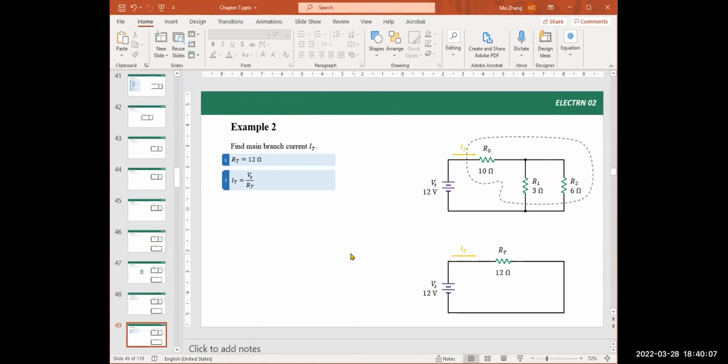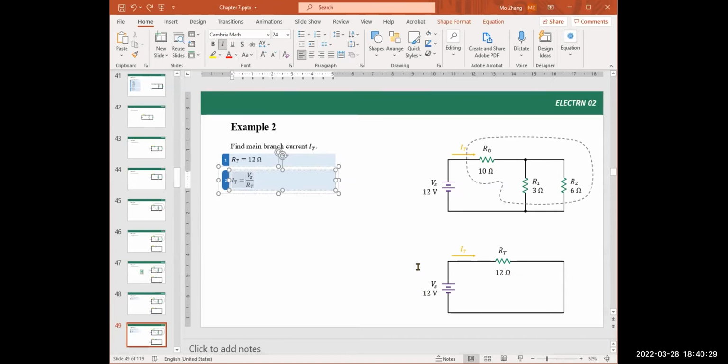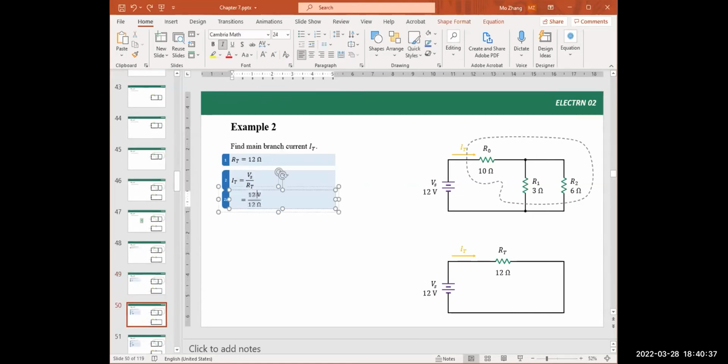The next thing, we can use Ohm's law to find the current. If you have the cheat sheet ready, or if you remember this formula, or even that Ohm's law triangle, we can find this equation. The current equals the voltage over the total resistance. The entire voltage from the source is 12 volts, and the total resistance of the circuit is 12 ohms.